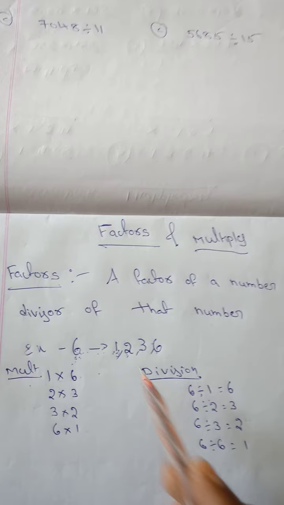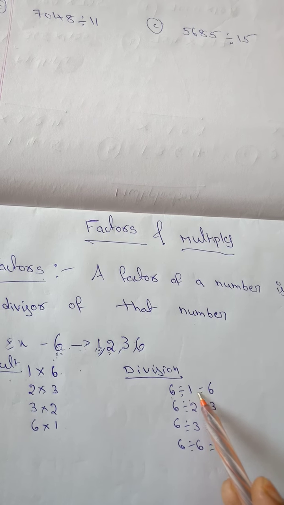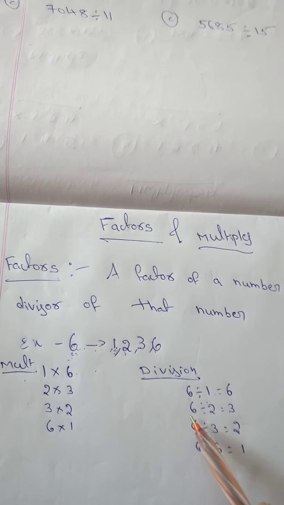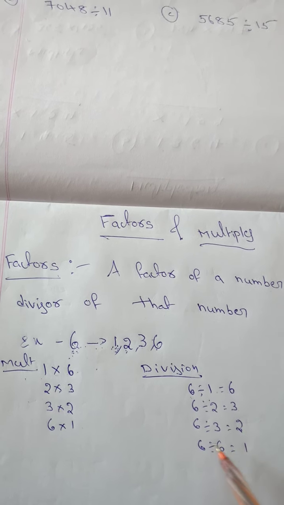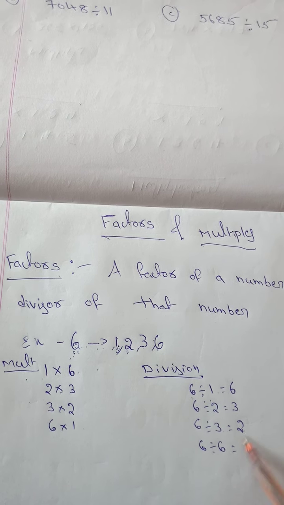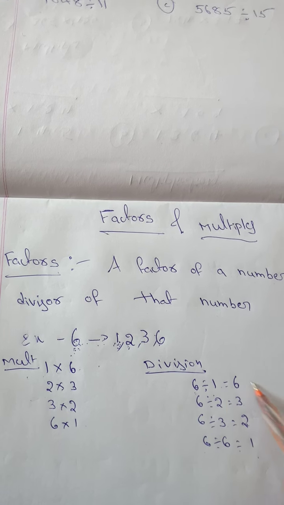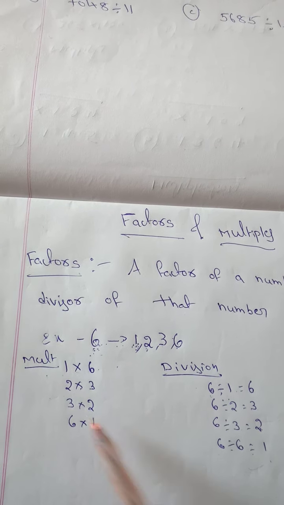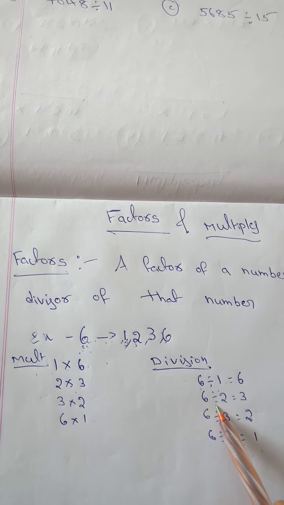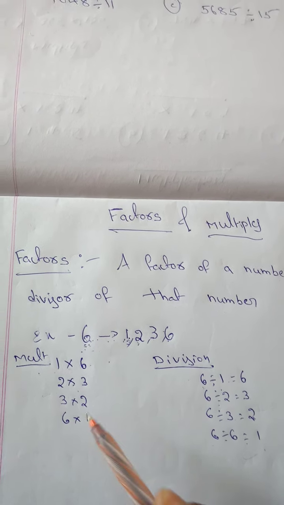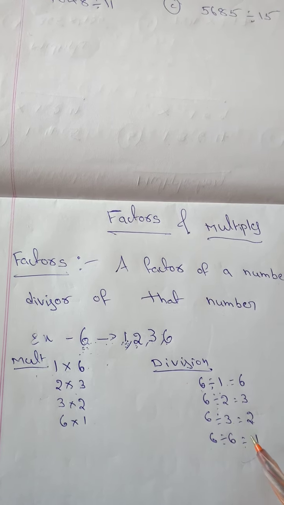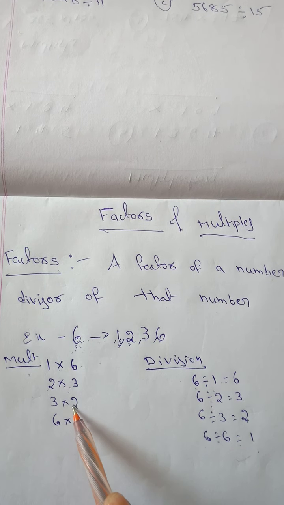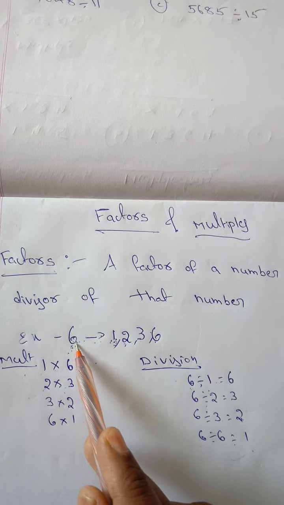Now coming to the division method. 6 divided by 1 without leaving a remainder is 6. 6 divided by 2 is 3, 6 divided by 3 is 2, and 6 divided by 6 is 1. So these are all the factors of 6 using the division method. This is the multiplication method and this is the division method of finding the factors of 6. Whatever the number, you can find its factors like that. 2 and 3 are factors of 6, and 3 and 2 too.